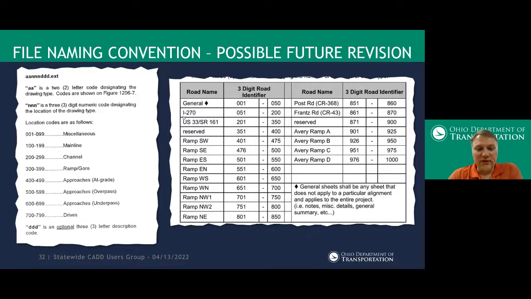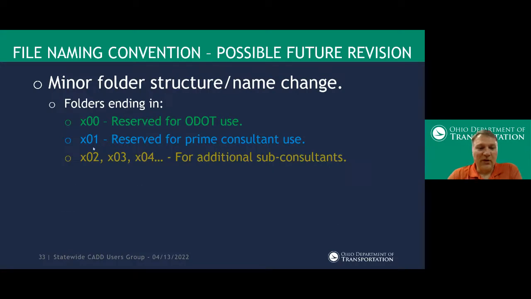Some version of this may be what we end up going with, as well as some other changes here that I'll show, or some other ideas. Here we have, in my thought process, a minor folder structure or name change. Folders that end in 00 would be reserved for ODOT use. And then folders that end in 301, 401 would be reserved for the prime use. And then you could divvy up the last couple of numbers however you needed for additional consultants that were working on that. That would also help when we receive files from a consultant as a deliverable.